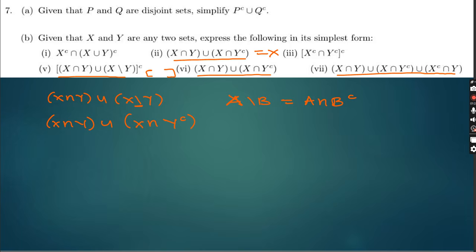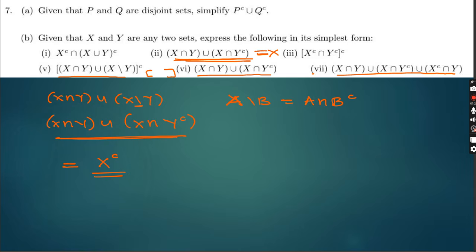Now I want you to see this. What is the difference between this and this? There is no difference actually. So I'm going to replace this with x because this is the answer we found. I'm going to replace whatever is inside with x, and outside we have a complement, so the answer is x complement. Very simple, guys, very simple.